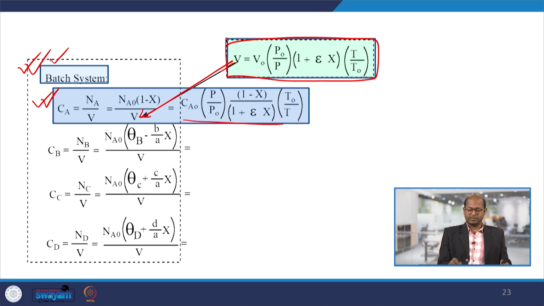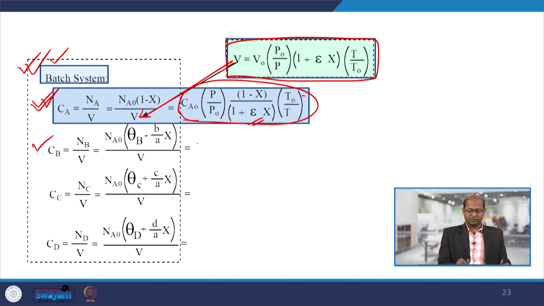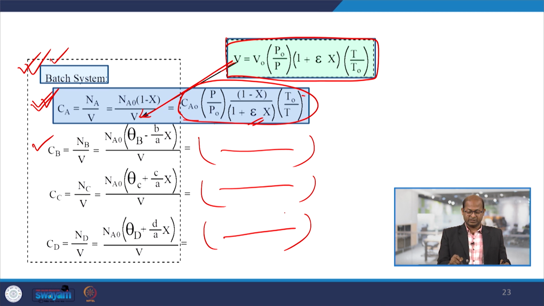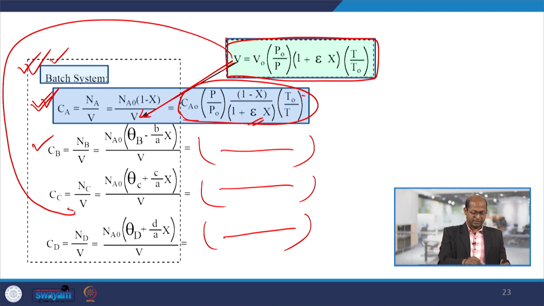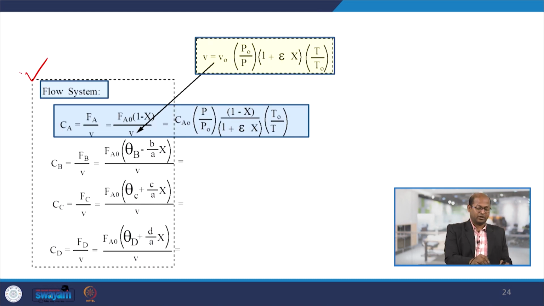So the final concentration of component A after reactions we can write in terms of Ca naught, pressure, temperature, conversion and fractional volume change. Similarly, for component B and component C we can derive this. Here this V we have to substitute, so the equations will come in terms of similar variables. That was for the batch system, and for flow systems also we can put the volumetric flow rate in these equations.